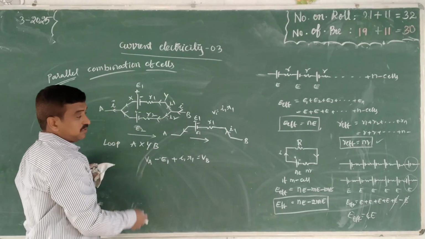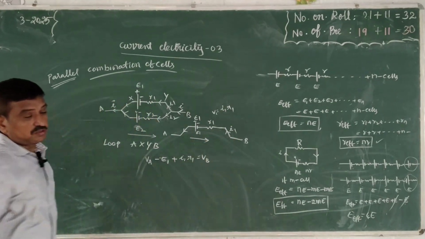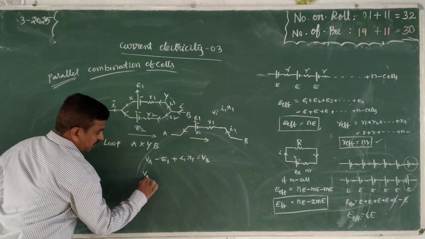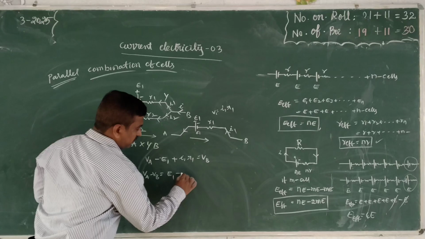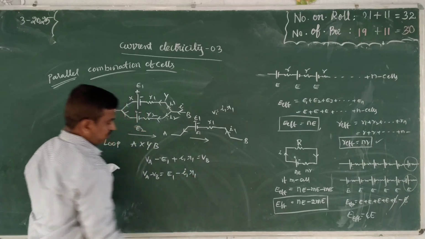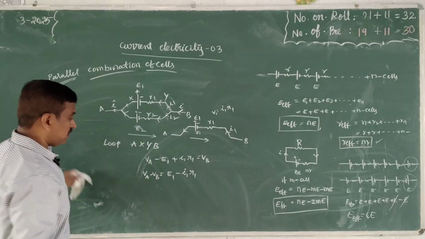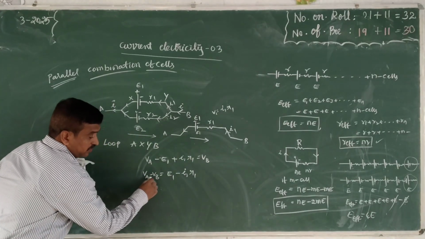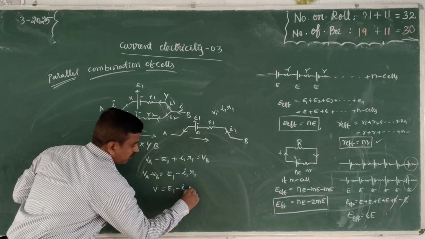Why can we take plus now? This is the direction of current and this is the loop direction. Both are opposite, so we can take plus. See, potential at B is VB. It changes to this side. VA minus VB equals E1 minus I1 R1. It is the potential across the cell. Yes? See, this VA minus VB we can take as V, that equals E1 minus I1 R1.